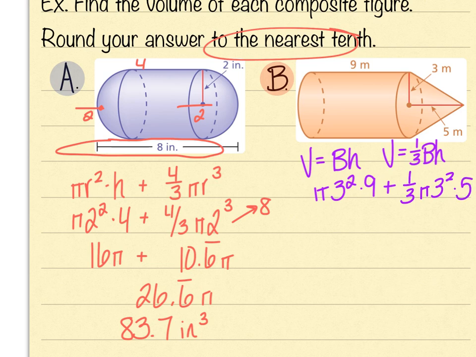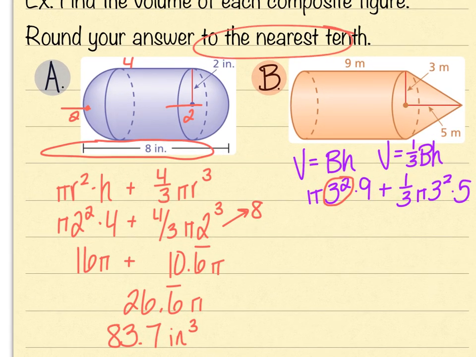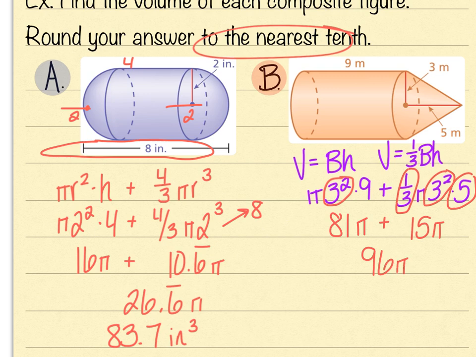So now I can work all this out, do a bunch of simplifying. 3 squared is 9. 9 times 9 is 81. Oops. So this is 81 pi. Plus, again, 3 squared is 9. 1/3 of 9 is 3. So timesing by a third is dividing by 3. And 3 times 5 is 15. So this is 15 pi. 15 plus 81 is 96 pi, and then all together I can multiply by 3.14 and get 301.44. But because I'm rounding to the nearest tenth, that 44 would round to just 301.4, and this is meters cubed.